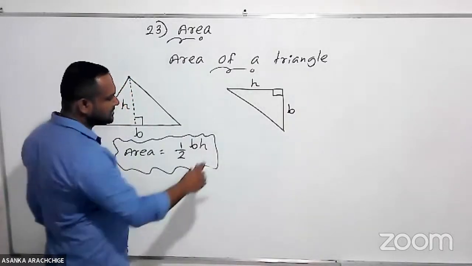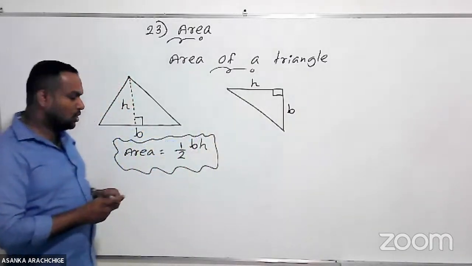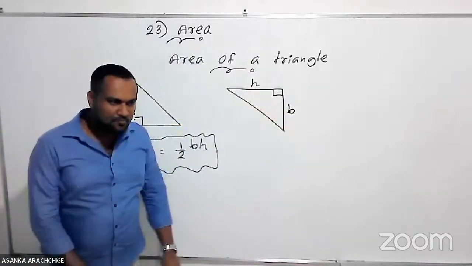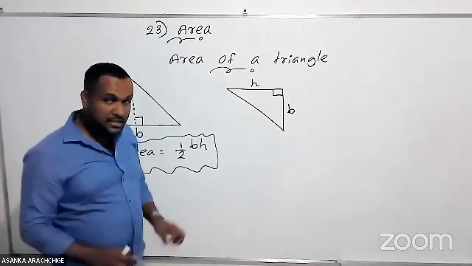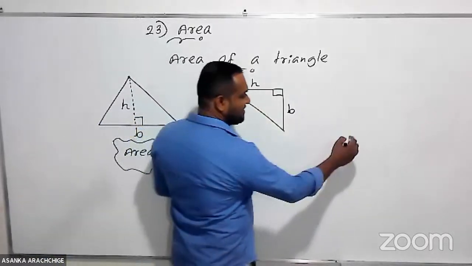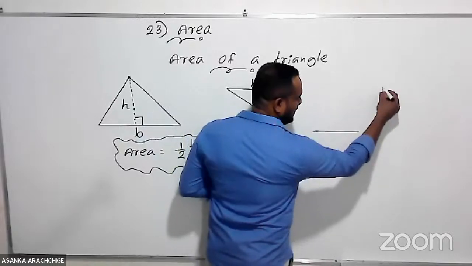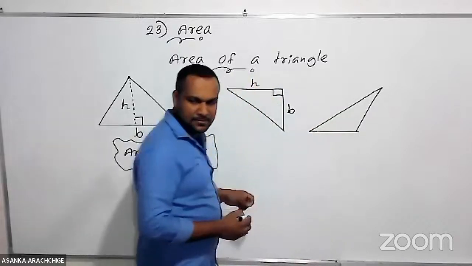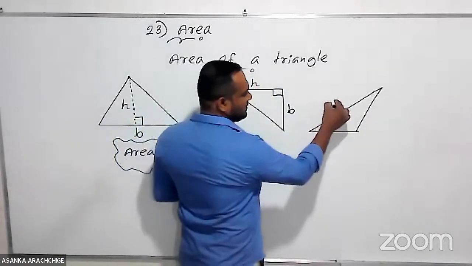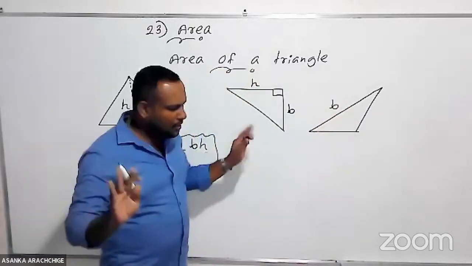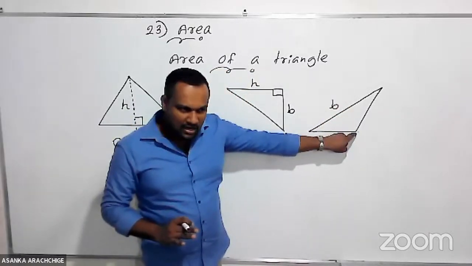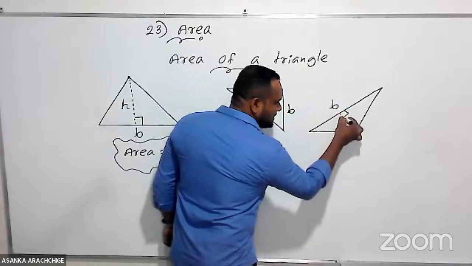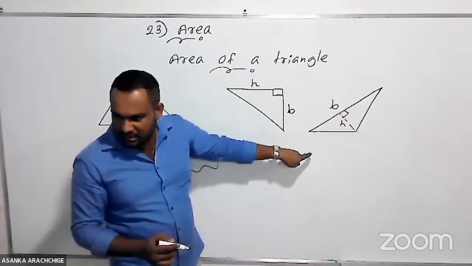So even then, what happens? Area equals half into base into height. Clear? Now the third situation. When it is an obtuse angle triangle like this, if you take this side as the base, no problem. This is the vertex opposite the base, so by using this perpendicular height you can find the area.